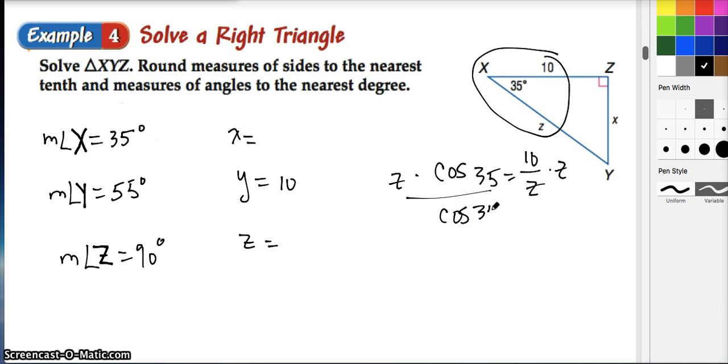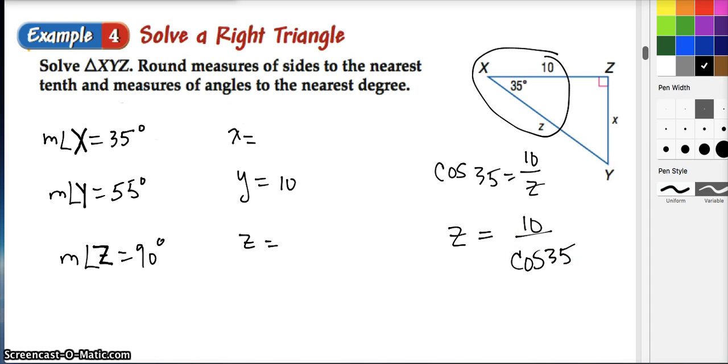If I wanted to get the Z by itself and up out of the denominator, I'm going to do this one time, and then you guys will see what happens. Basically what happens, the Z and the cosine of 35 switch places, right? Do you see that? So whenever I have a situation where the thing I want to solve is in the denominator and it's equal to something else, like a fraction with it in the denominator, I know that I can switch it. So just looking at that, I know that Z is equal to 10 over the cosine of 35.